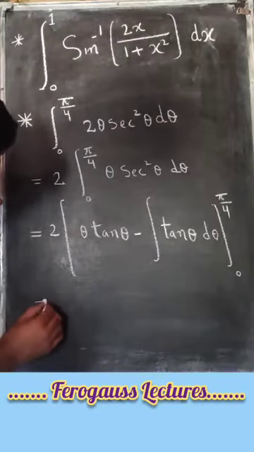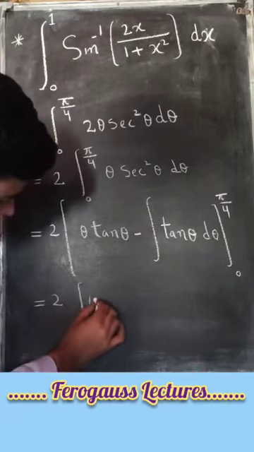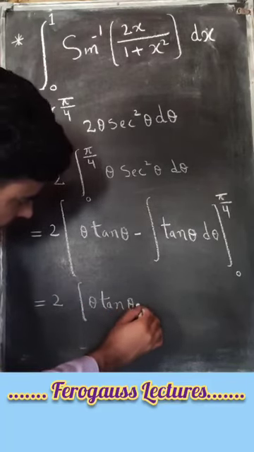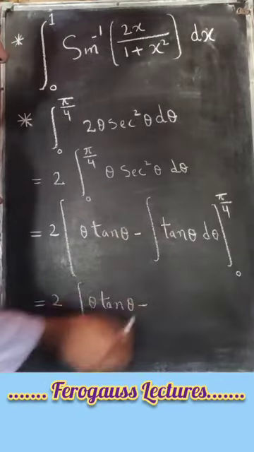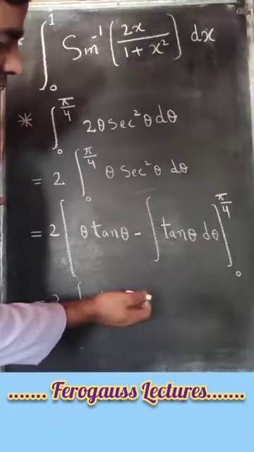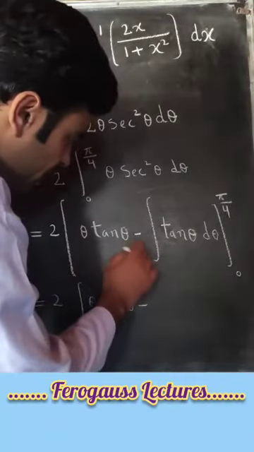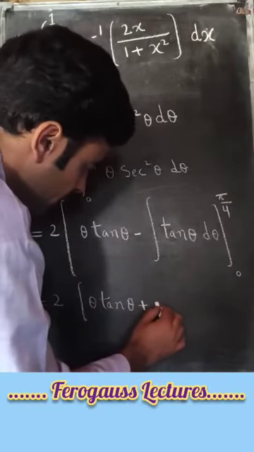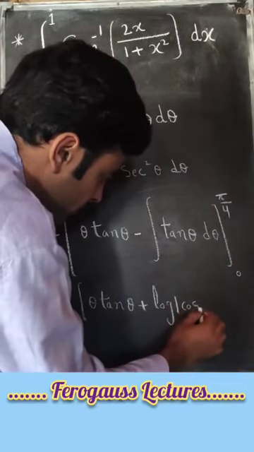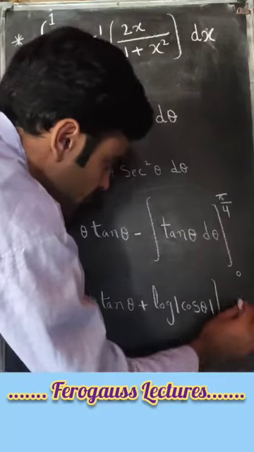This is further equal to, it's twice theta tan theta, then minus integration of tangent of theta is equal to minus times log of cosine of theta, or log of cos of theta. So it's already minus here, so we get plus log of mod of cosine of theta, the limits from 0 to pi by 4.